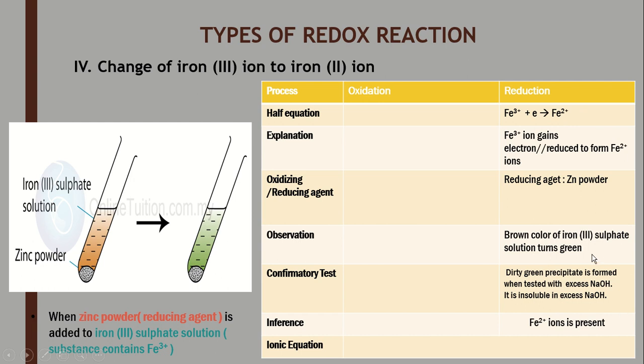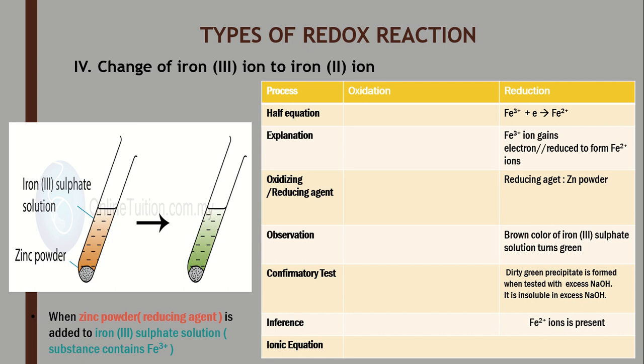So confirmatory test to test Fe2 plus, okay, kena guna NaOH juga. So dia akan produce dirty green precipitate. Samalah sebab tadi warna hijau kan, akan jadi warna green lah. Sebab dia jadi Fe2 plus is formed when tested with excess NaOH and insoluble in excess NaOH. So inference, it will confirm Fe2 plus ion is present.